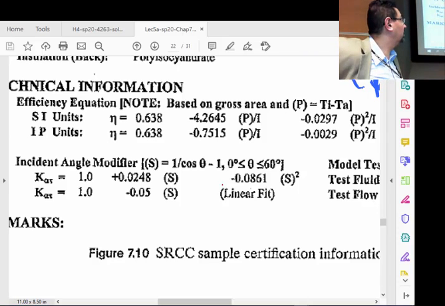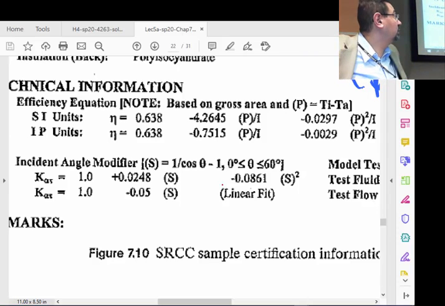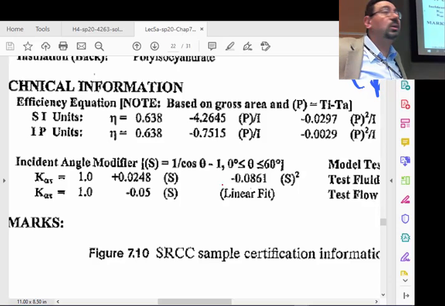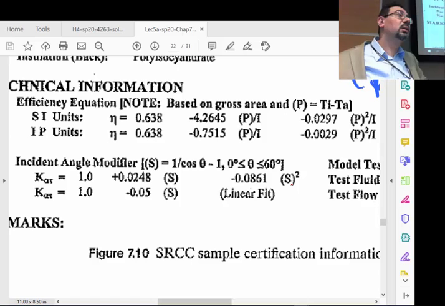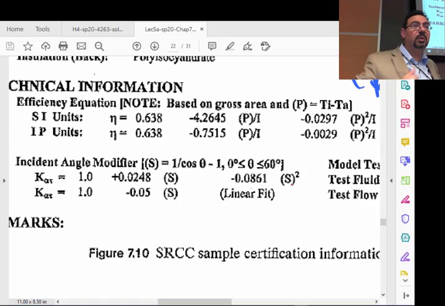So if theta is 0, let's check this. Sanity check. If theta is 0, that's perfect, right? So it will end up being what? 1 over 1 minus 1. So S would be 0, and the K would be 1 plus 0.02 times 0 minus 0.086 times 0. The K would be 1.